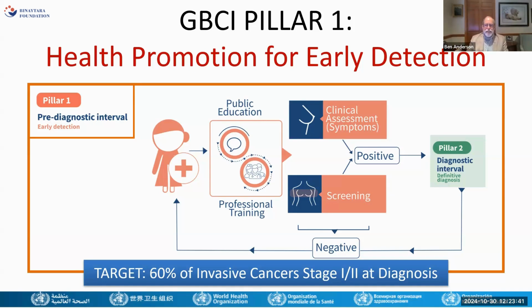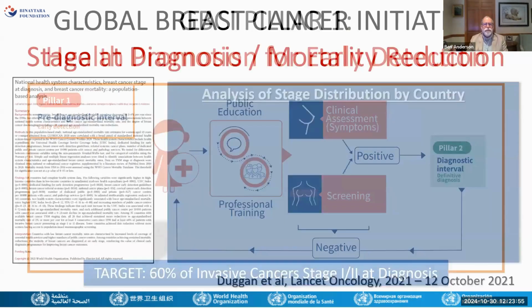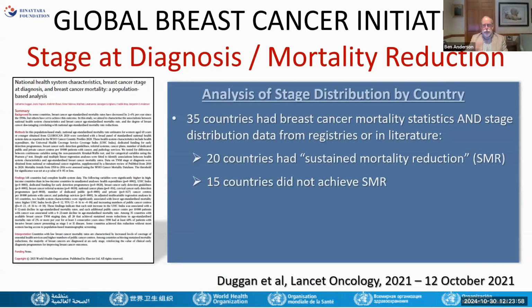But the target identified by WHO is for at least 60% of invasive breast cancers to be stage 1 or 2 at diagnosis. That's the threshold. So then you ask, great, where did you get that number? Where's that 60% from? When we did that analysis of the 141 countries, in the same publication, we found that 35 countries out of the 141 had adequate both mortality data and stage distribution data that we could identify where they stood. 20 of those had a sustained mortality reduction of at least 2% per year for at least 3 years. 15 of them did not.